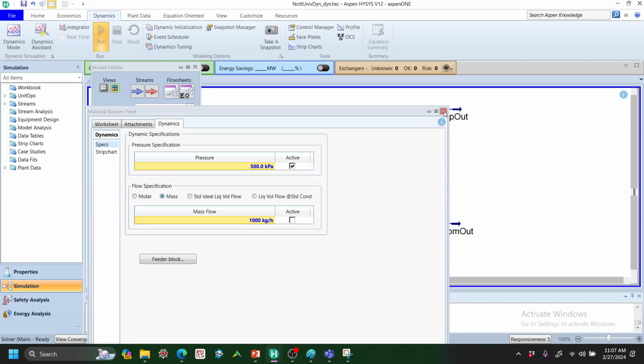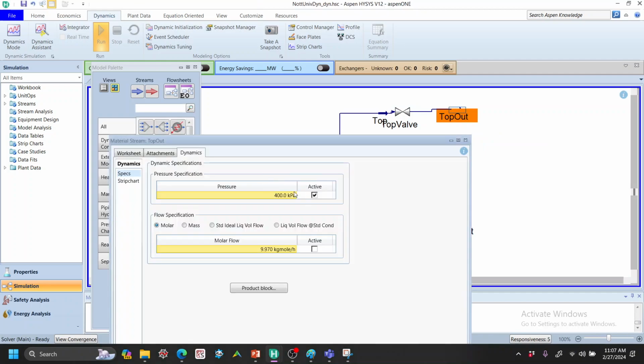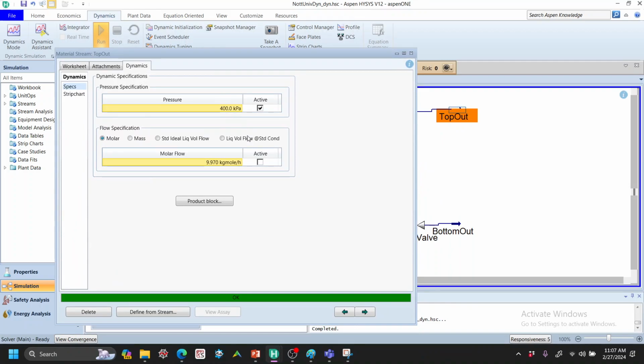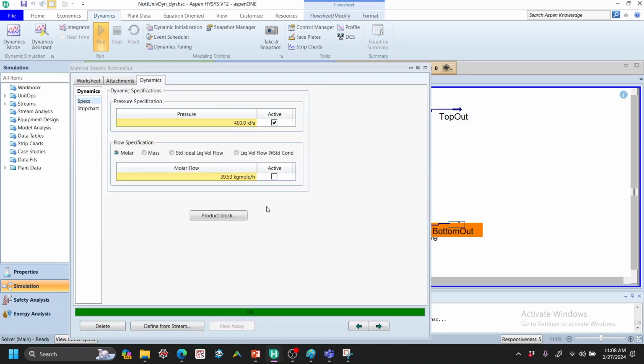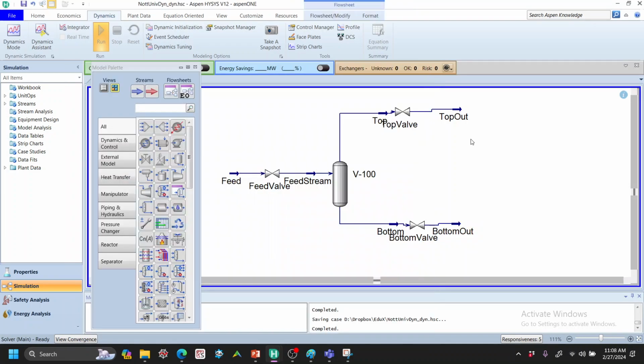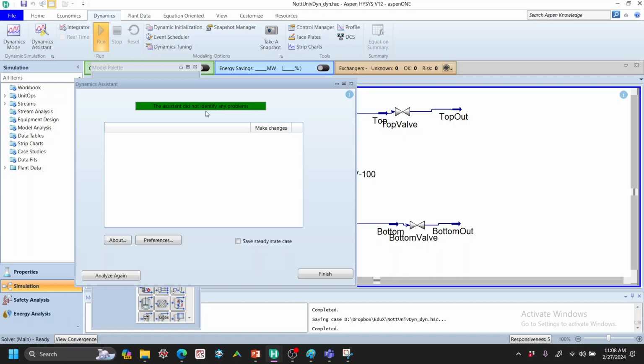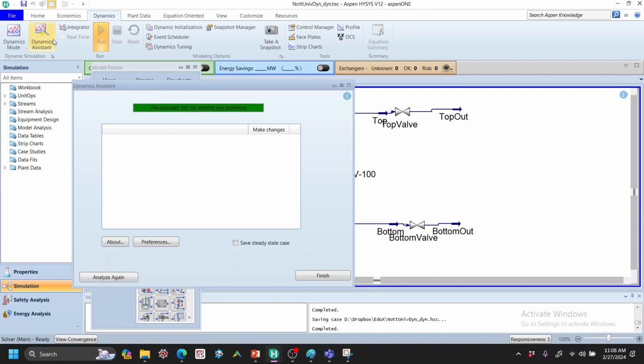It will always be 500, and this one, sorry, we have the flow rate, but we cannot change this pressure. That one as well, we activate that one. Nonetheless, if I initialize the case and then go to dynamic assistant again, there is no problem, right? Now I need you to make sure that when you click this dynamic assistant, it will say no problem anymore. Can you please let me know if you see the same remark from the dynamic assistant? I think I may have spoken very fast. Let me know.